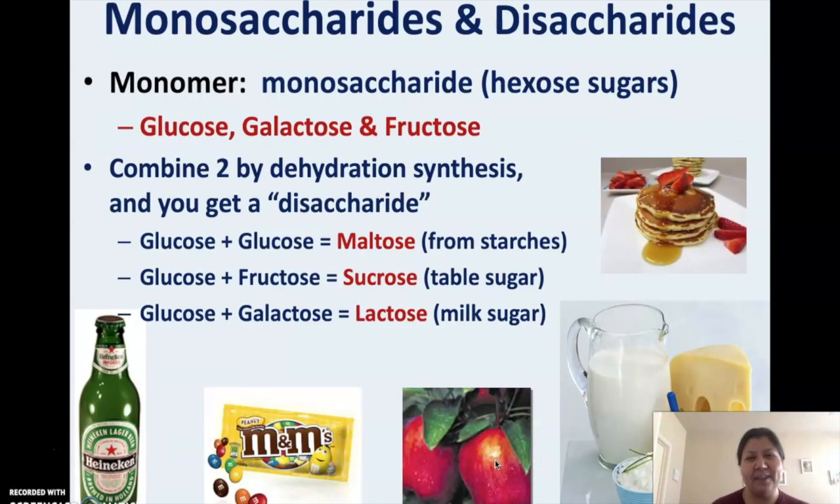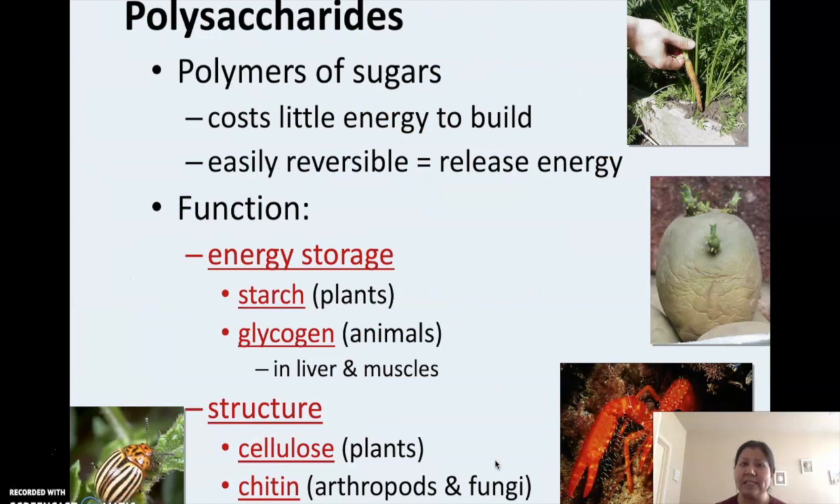So some common sugars, monosaccharides and disaccharides. So mono means one, that's our monomer. So those are things like glucose, galactose, and fructose. Those are our simple sugars. Disaccharides is when you have 2 monomers put together. So that's things like maltose, sucrose, and lactose. And you can even get more complex than that.